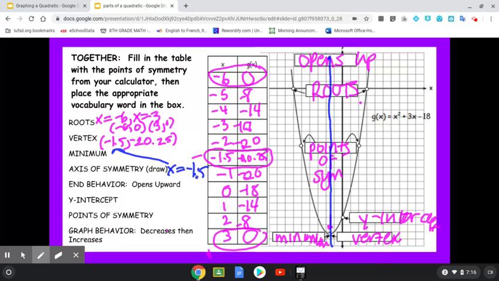Okay? The next one, we know the end behavior opens up. Your y-intercept was over here, but you can also find it in your table because that's where x is 0. So that's your y-intercept, (0, -18). Points of symmetry, I'm not going to worry about that because you can see them in the table. But these are the most important details that you need, those numbers that I wrote down, okay? Pause the video and make sure you have everything on here written on your paper so you have it as a reference when you do your Delta Math, okay?